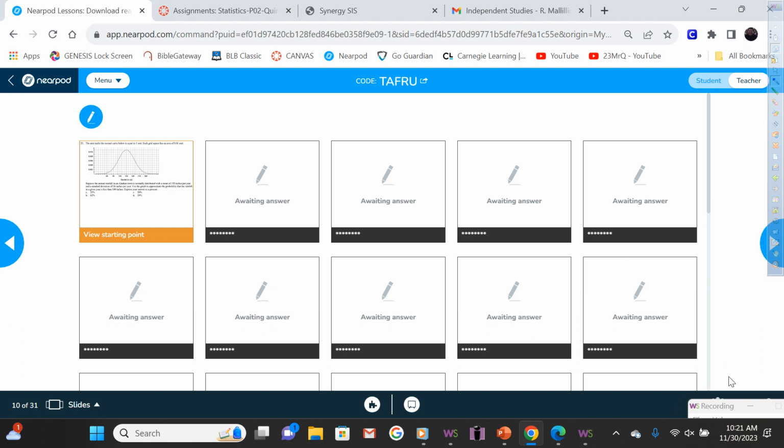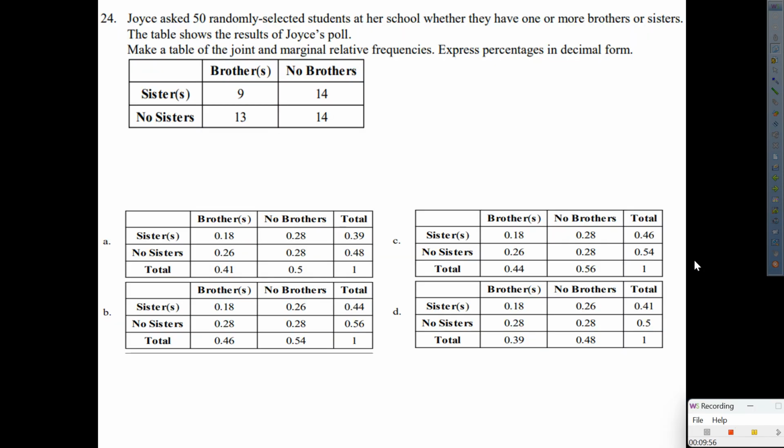Number 24 is on the screen. And it reads, Joyce asked 50 randomly selected students at her school whether they have one or more brothers or sisters. The table shows the results of Joyce's poll. Make a table of the joint and marginal relative frequencies. Express the percentages in decimal form. So, on your paper, write down number 24 and copy this table, please.